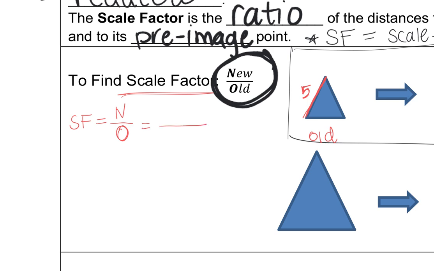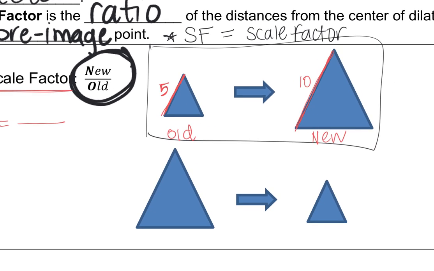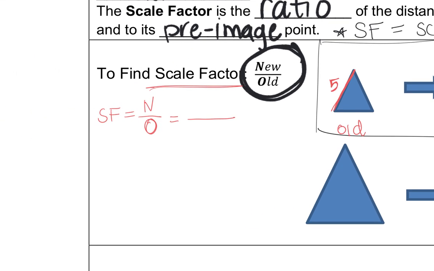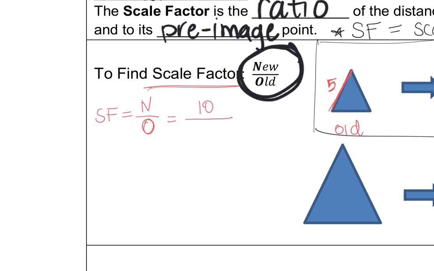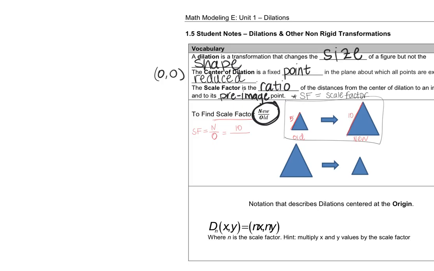So what's the side with the new figure? It's 10, okay? So I'm going to put 10 at the top, not 5. I'm going to be putting 5 in the bottom. Okay, so 10 at the top, 5 in the bottom, because it's new over old.